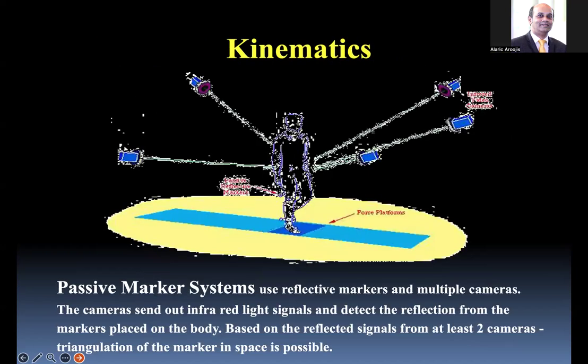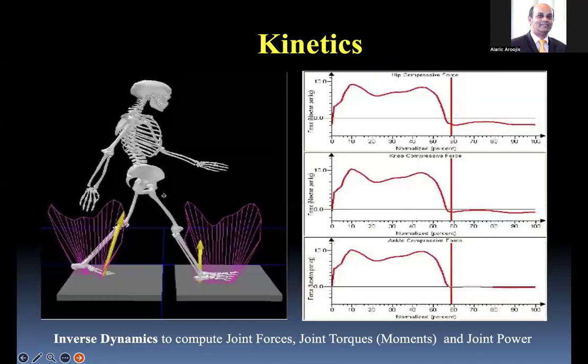And then a more advanced thing is looking at the kinematics, where basically you have these passive markers, which are retroreflective, which are put at various points on the body. And you have cameras set up around the room, which send out infrared signals, which detect the reflection from the markers placed on the body. And then you also have kinetics, where you can have anything from 2 to 6 or even 8 force plates, which are integrated into the floor. And then you use inverse dynamics to compute joint forces, joint torques, and joint power. And this gives us a deeper understanding of how the joints are moving through space.